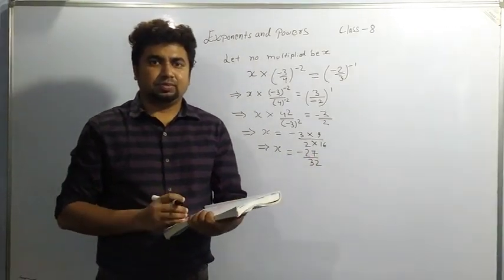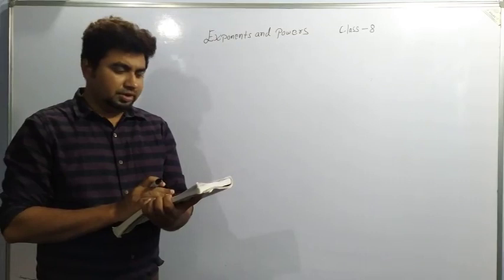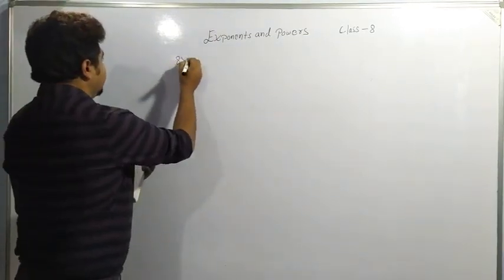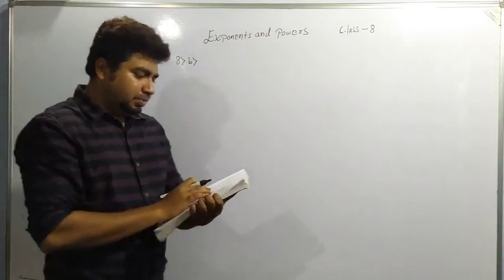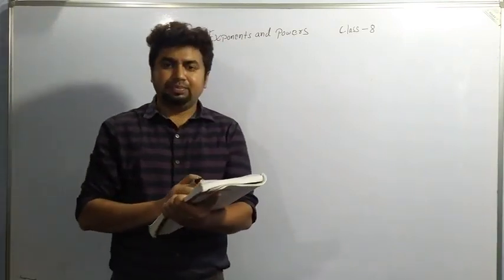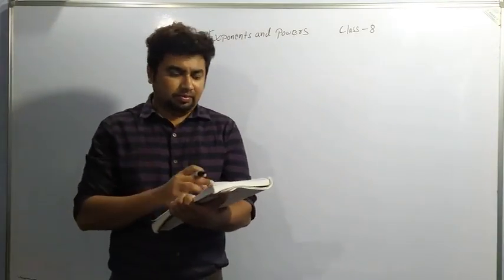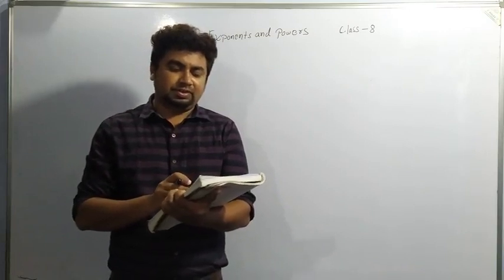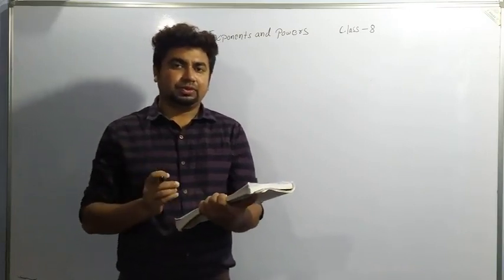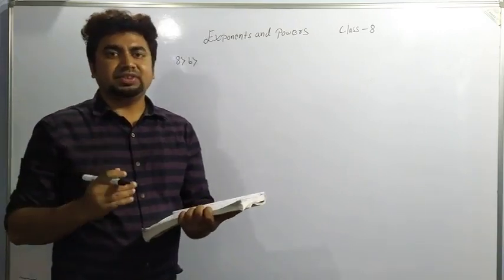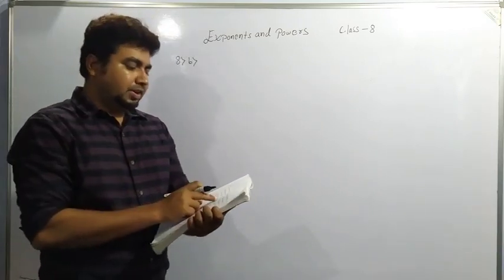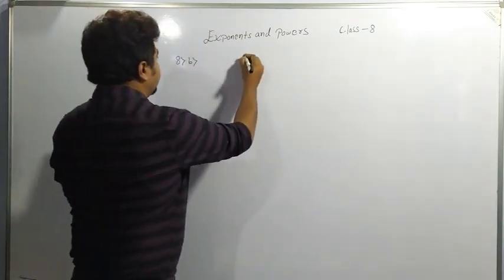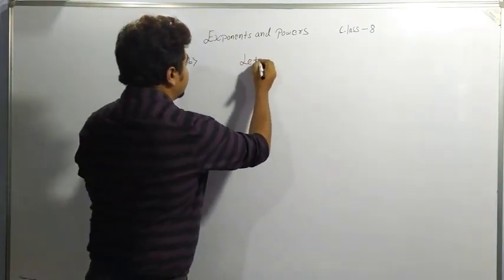Now I will go to question number 8. In question number 8b, it is given, by what number should minus 6 by 5 be divided, so that the quotient is minus 3 by 5 to power minus 1. So the quotient means this is the result which is coming out. By what number should minus 6 by 5 be divided? So we will take the number as x.